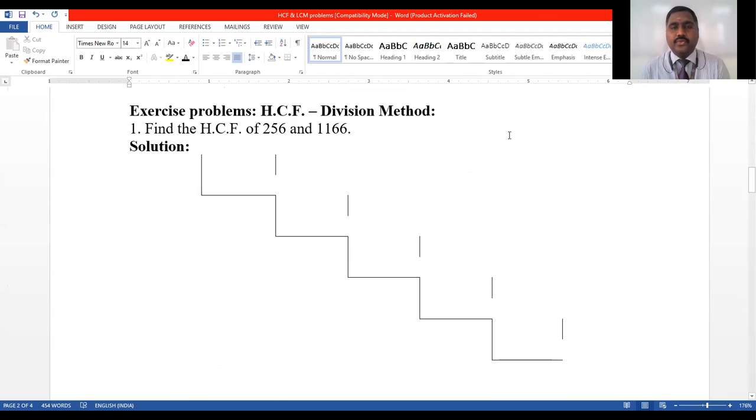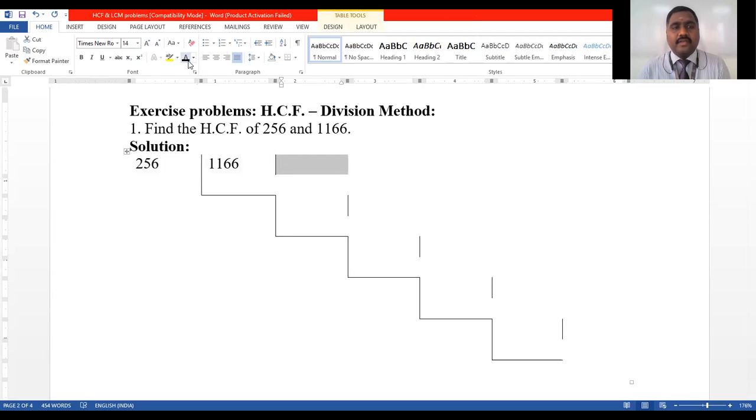Now see, this is a problem. Find the HCF of 256 and 1166. So 1166 is the highest number and 256 is the lowest number. So first you should divide 1166 by 256. What will be the quotient? If you multiply 3 into 256, you will get the nearest value, and then you will get the remainder. What is the remainder? 142.